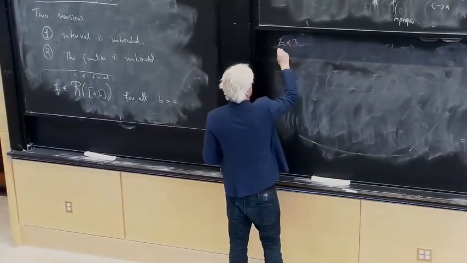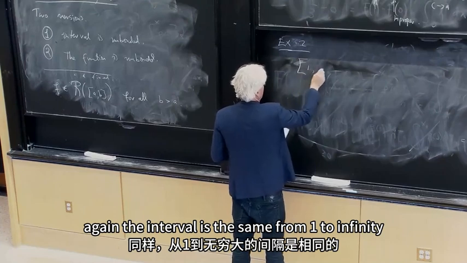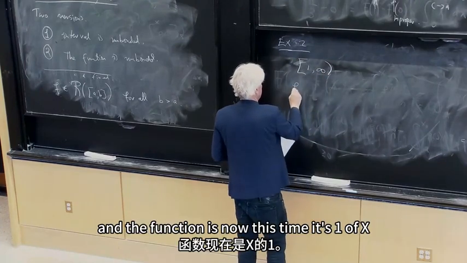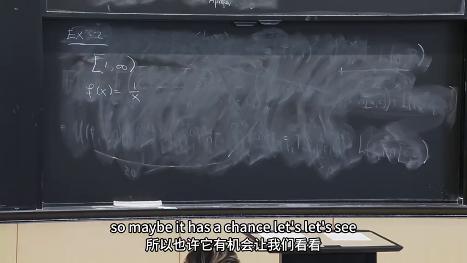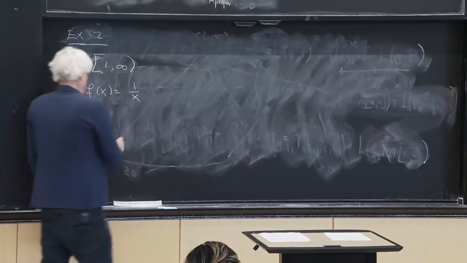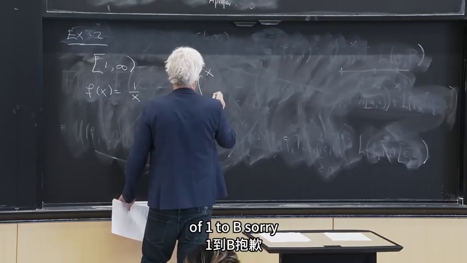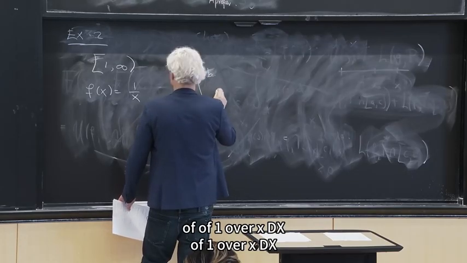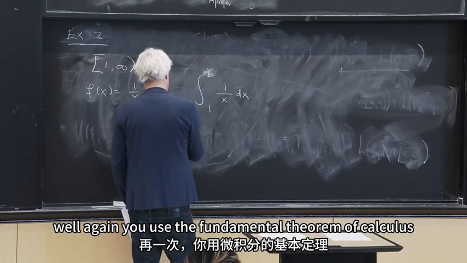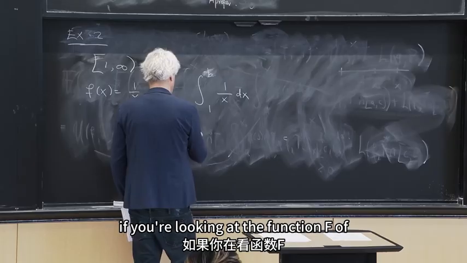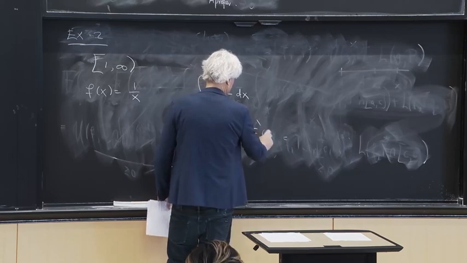So for example 2, I'm looking at another function that still goes to 0. Again, the interval is from 1 to infinity, and this time the function is 1 over x. It still goes to 0, so maybe it has a chance. Let's see. If you take the integral from 1 to b of 1 over x dx, again you use the fundamental theorem of calculus. If f of x is log of x, the derivative of log is 1 over x.